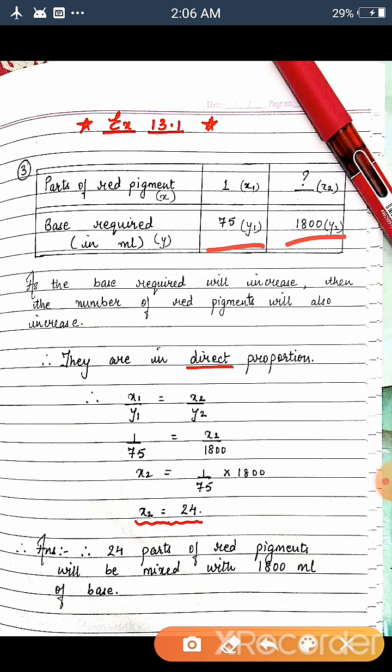Now 1800 is in the denominator of x2, so we will transpose it to the other side, so it will become the numerator, and we have to multiply it with 1 upon 75. That means you are actually dividing 1800 by 75. So the answer will be 24. Therefore, 24 parts of red pigment will be mixed with 1800 ml of base.